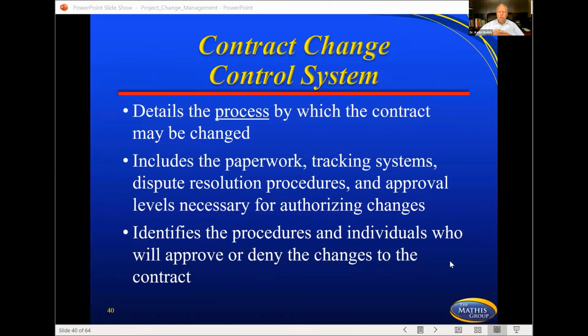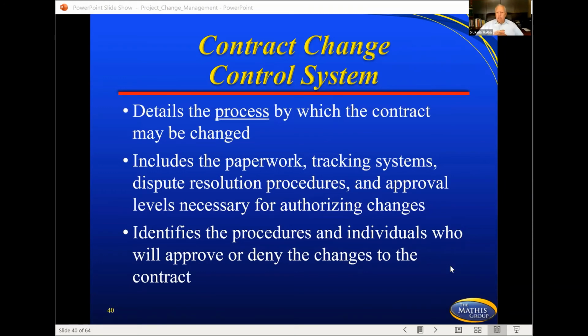But anyway, the detail of the process by which the contract can be changed, and that's normally in the contract someplace, includes the paperwork, tracking systems, dispute resolution procedures, approval levels necessary for authorizing the change. It identifies the procedures and individuals who will approve or deny the changes to the contract.